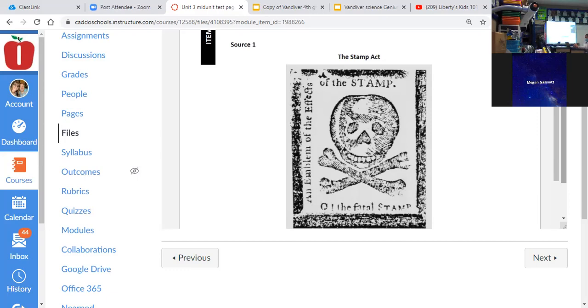Question 1 says, based on source 1, which of the following best describes what goods the British Empire taxed with the Stamp Act? I know there are typos in that question. What do you think they taxed based on the Stamp Act? Sugar, tea, manufactured goods, or paper documents? You think they taxed manufactured goods?